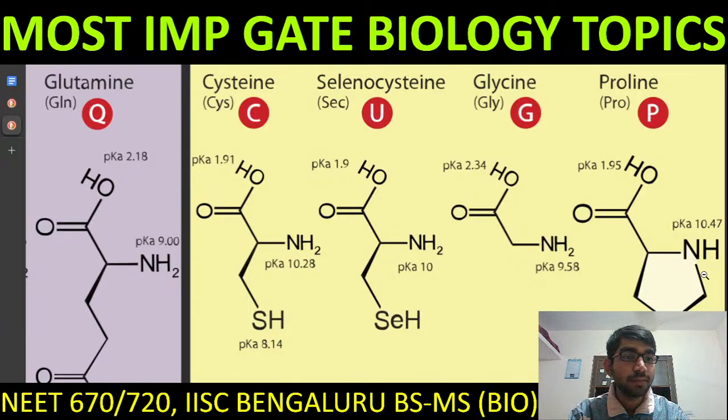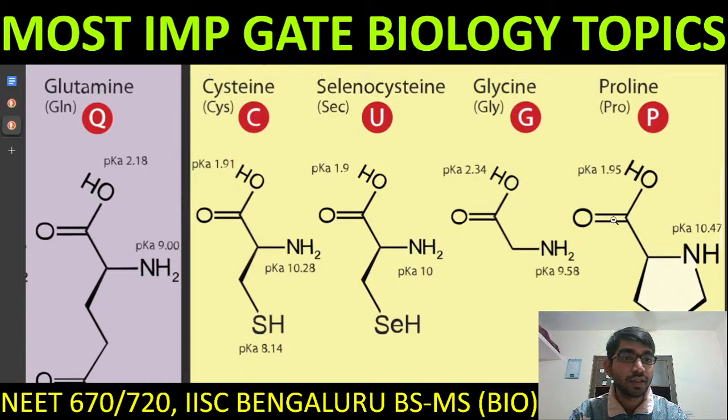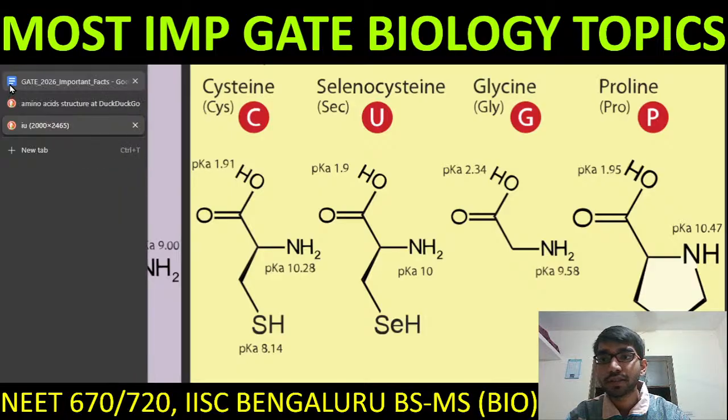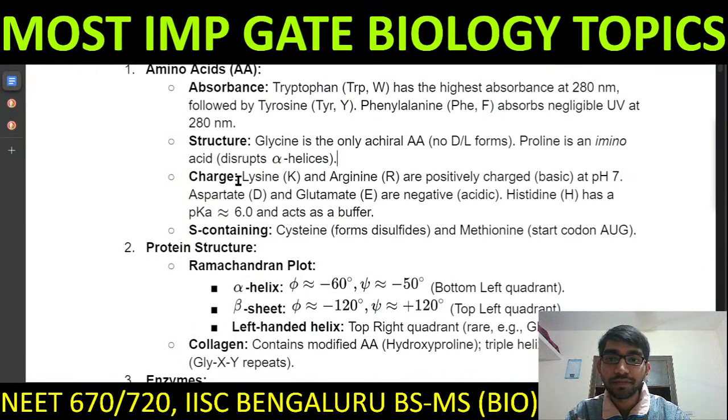So this is an amino acid, remember this. And it also leads to restricted rotation around the peptide bond. That is why proline has a very restricted Ramachandran plot, which we'll discuss later. Then charge-wise, lysine and arginine are positively charged at neutral pH, at pH 7.